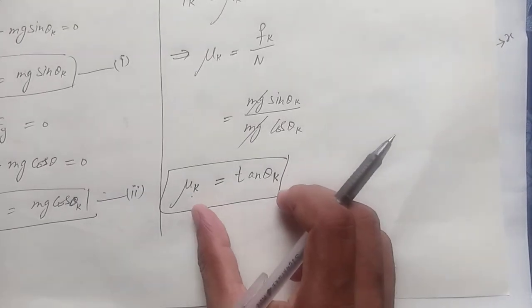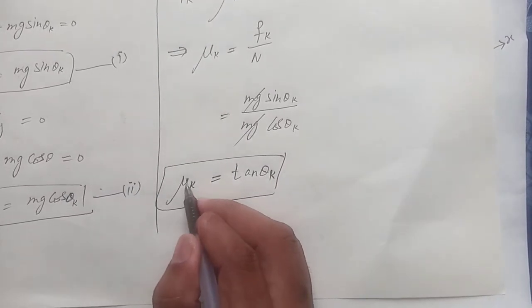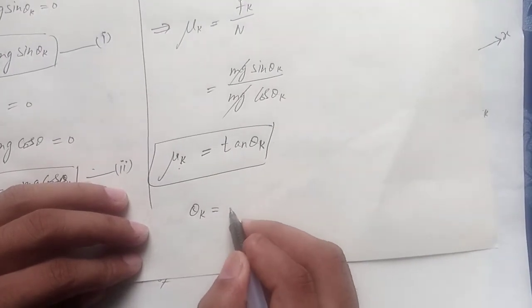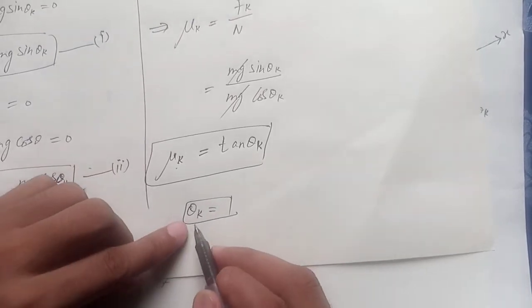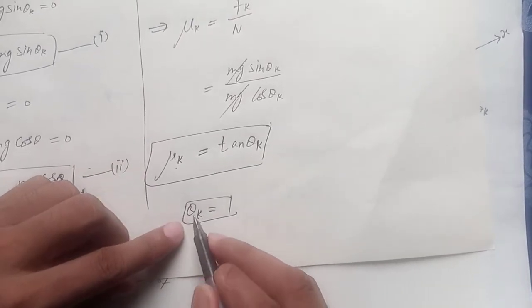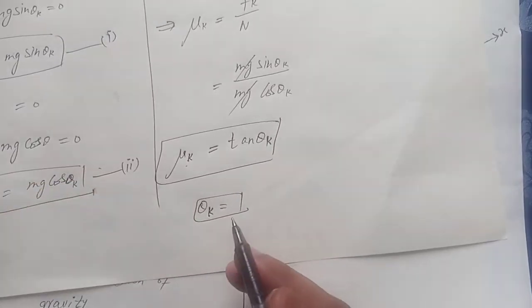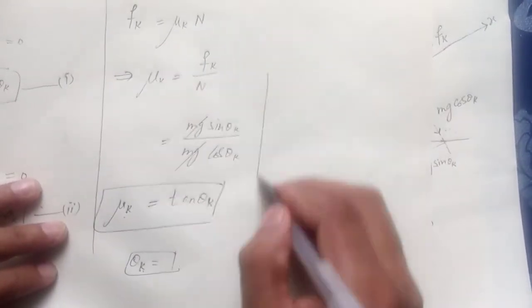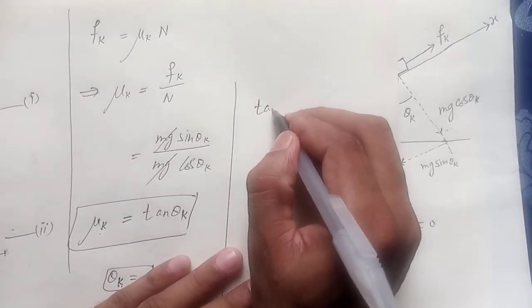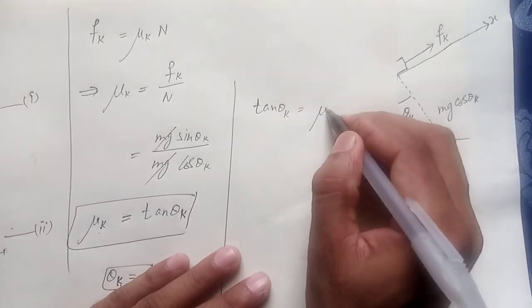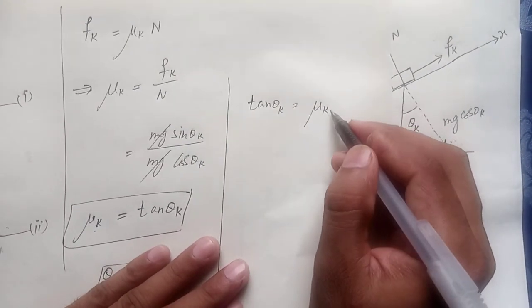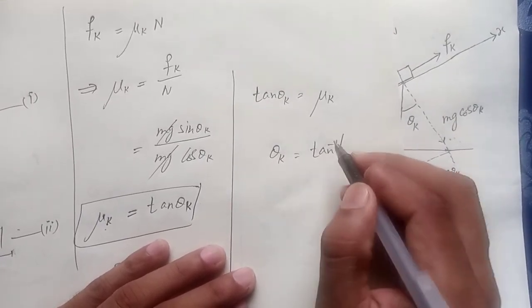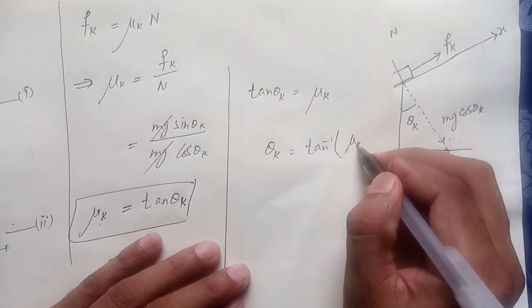From this equation, we can find the coefficient of kinetic friction if the angle theta k is given. If the angle of inclination theta k for the object to slide with constant speed is given, then we can find the coefficient of kinetic friction, and also from this equation, if the coefficient of kinetic friction is given, then we can find the angle theta k by this relation: theta k is equal to tan inverse mu k.